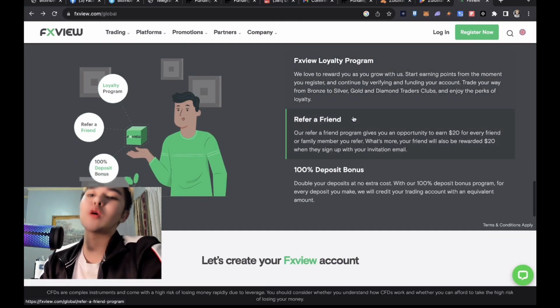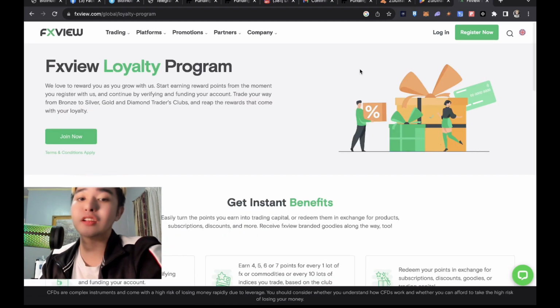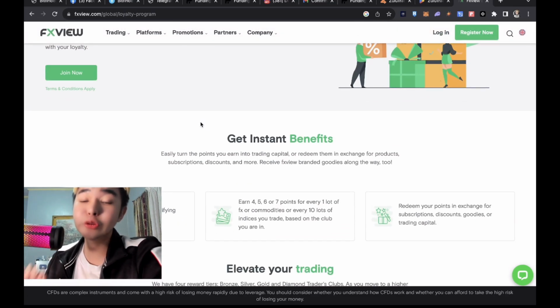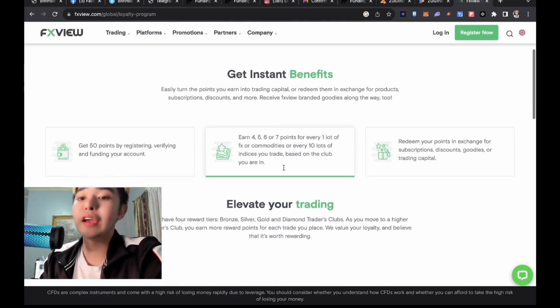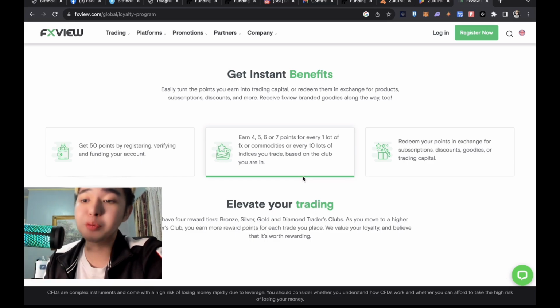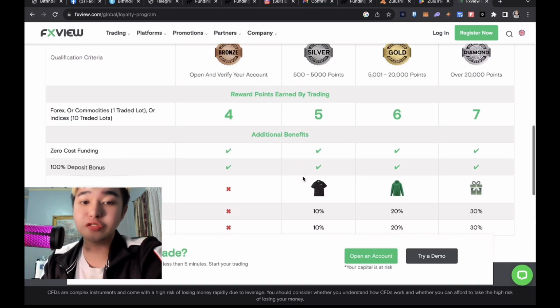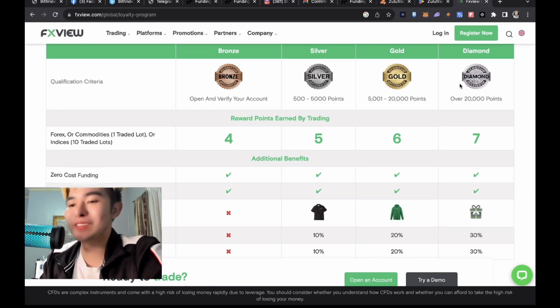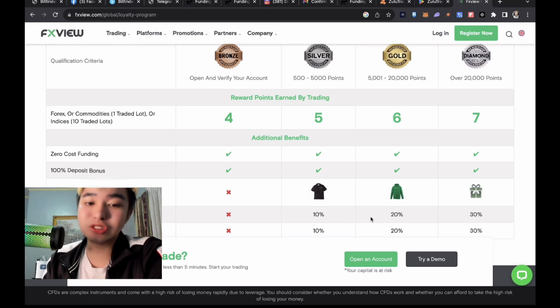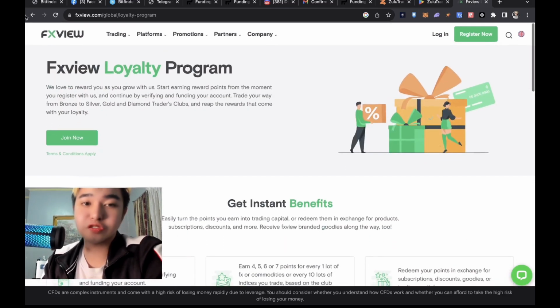Okay, now moving forward, there's also the FXView loyalty program, which I love because you can get instant benefits by registering, verifying, and funding your account. And of course, you can earn points and redeem your points for subscription discounts. And of course, guys, there are a lot of benefits for you. So as you can see, the higher you climb the ladder, silver, gold, diamond, the better the reward. So there's a VPS discount or free FX goodies, like hoodies. Of course, the zero cost funding is there.